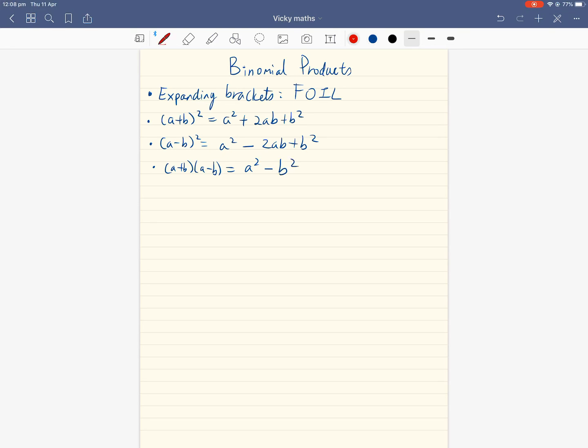Now, if you can remember these patterns, it's great. If not, your default go-to method is always the FOIL trick, because that will always work for us. Now, let's do some examples. Example 1, let's expand and simplify.